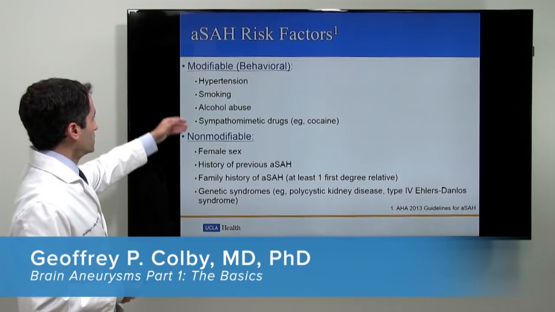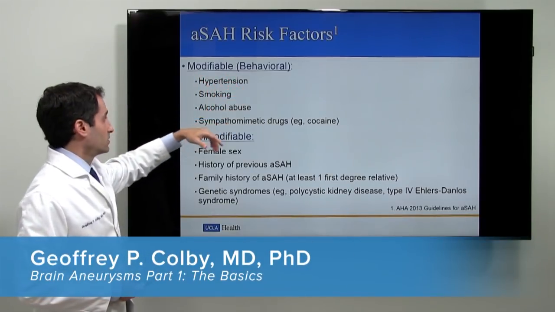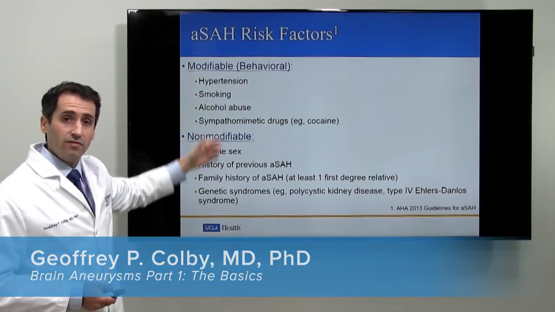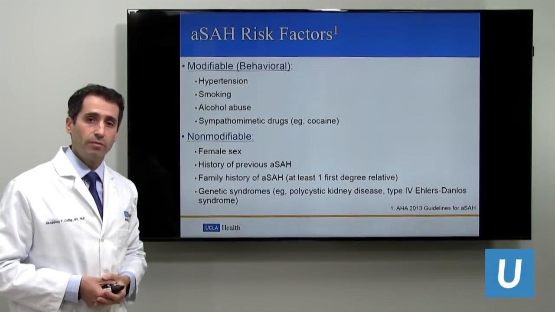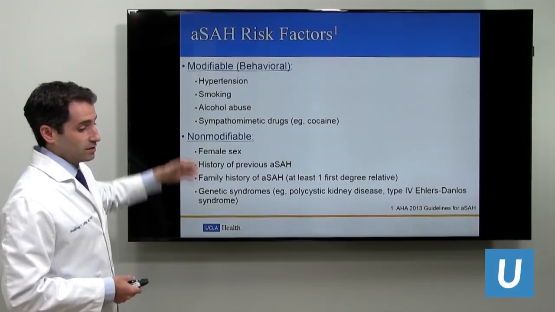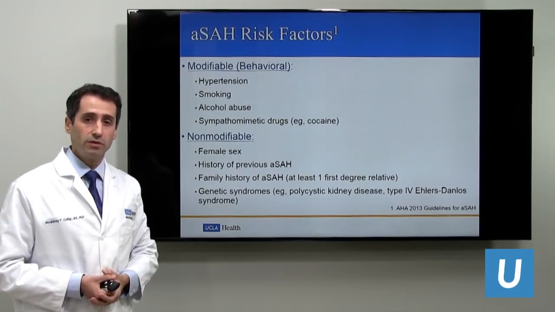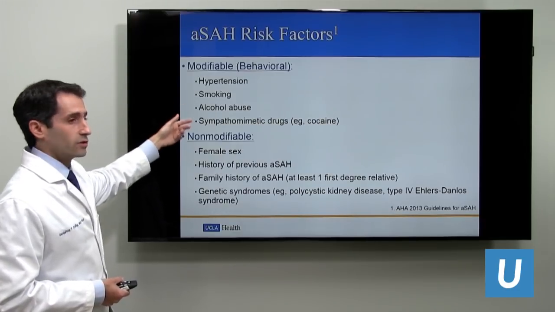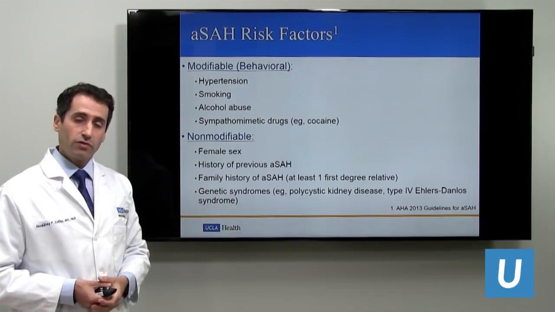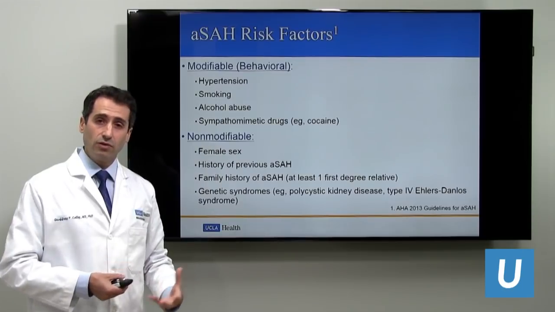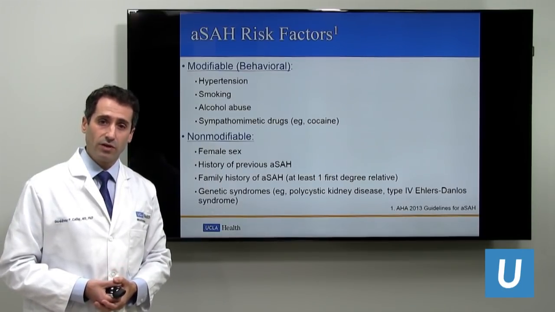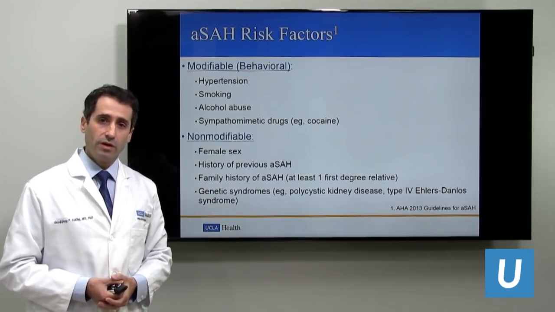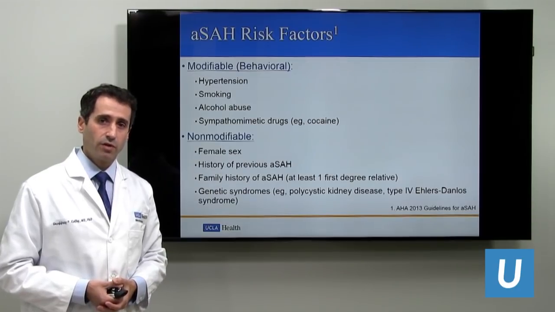The modifiable risk factors, also called behavioral risk factors, are things like hypertension. If you have high blood pressure, we can treat that with medication. Smoking, if you're a smoker, we could potentially help you to stop smoking. And also things like alcohol abuse and use of certain drugs such as cocaine. Those are all things that can help cause aneurysms and help lead to subarachnoid hemorrhage, but those are things that we can help you with and help reduce the risk of those problems.